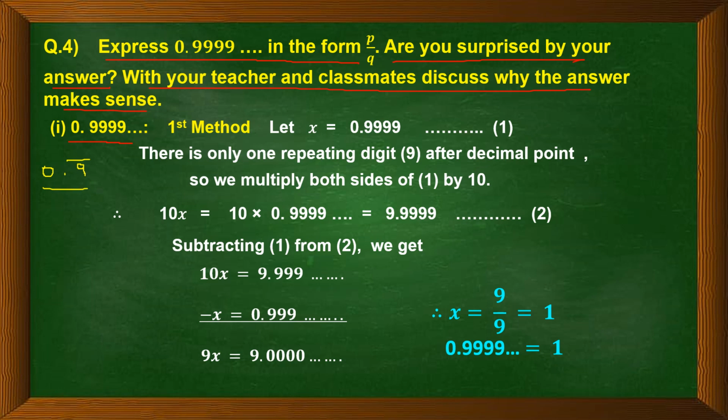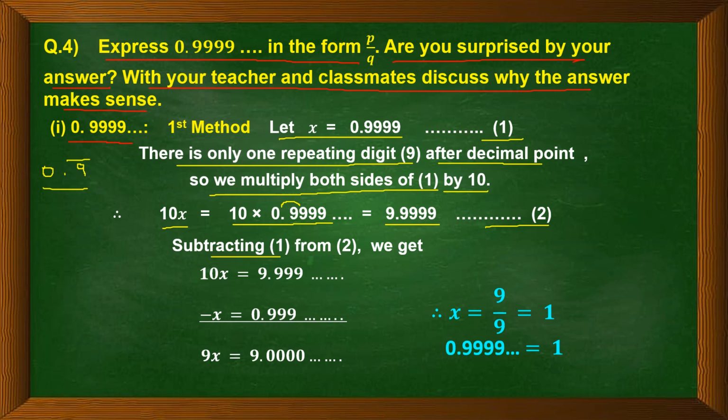And we know that all the non-terminating and repeating decimal numbers are rational numbers, and we can convert them into P by Q form. Now let's take up the first method, that is the x method, to solve it. So let x is equal to 0.9999. This is our first equation. Now there is only one repeating digit, that is 9, after the decimal point. So we shall multiply both the sides of equation 1 by 10. So 10 into x is 10x, and 10 into 0.9999 is 9.9999. You just have to shift one decimal place. Now this is our equation 2.